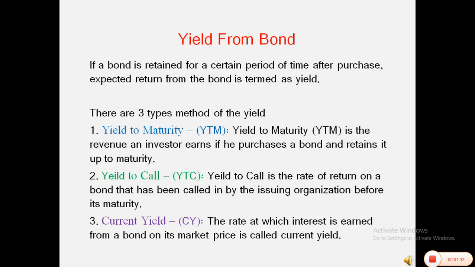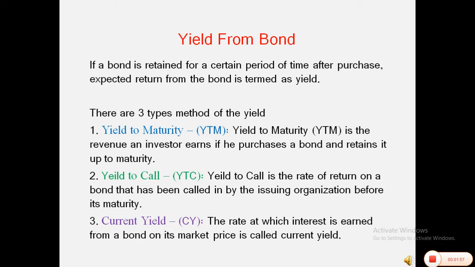Yield from bond. If a bond is retained for a certain period of time after purchase, the expected return from the bond is termed as yield. There are three types of methods of the yield. First one, yield to maturity, YTM.